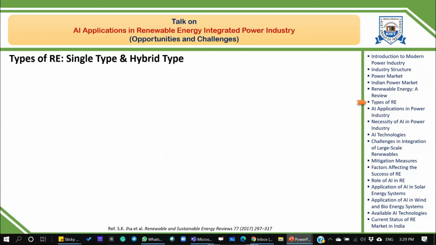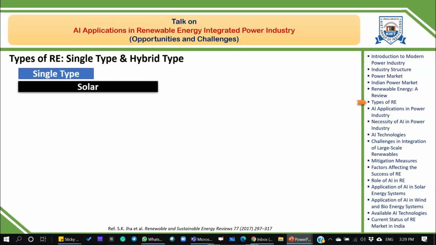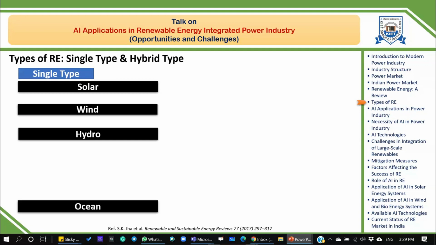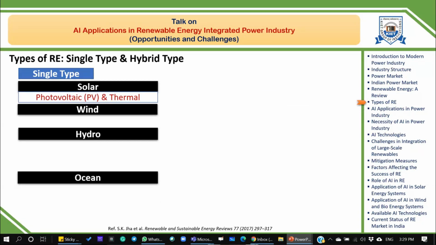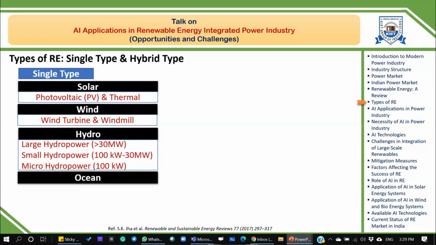So in general, what are the types of renewable energy? Renewable energy is basically categorized into two major types: single type and hybrid type. Single type means one kind, like solar, wind, hydro, and ocean, where you are not mixing a variety of energy resources. Solar photovoltaic or solar thermal is a single type. Then wind turbine or windmill; in hydroelectric, large hydro is greater than 30 megawatt, small hydropower is 100 kilowatt to 30 megawatt, and micro hydropower is below 100 kilowatt. In ocean energy, there are wave energy, tidal, and ocean thermal. These are just a categorization of the types of renewable energy.